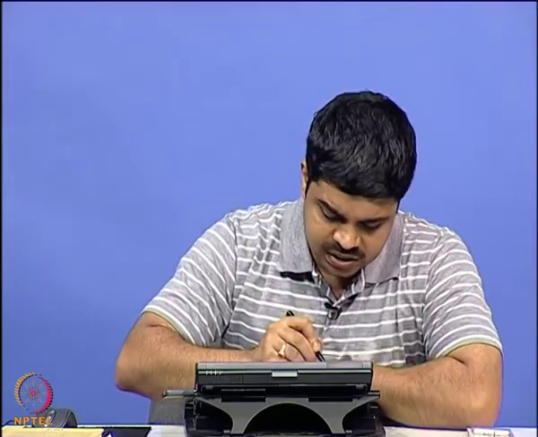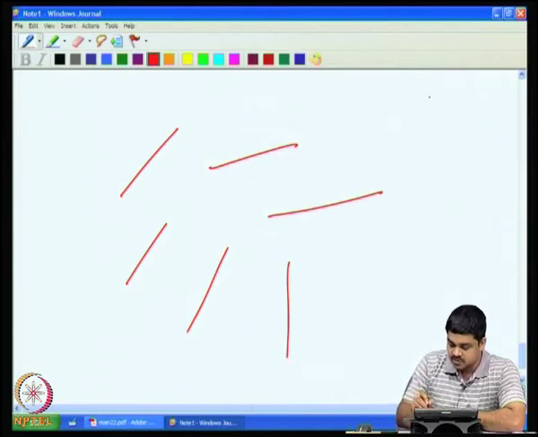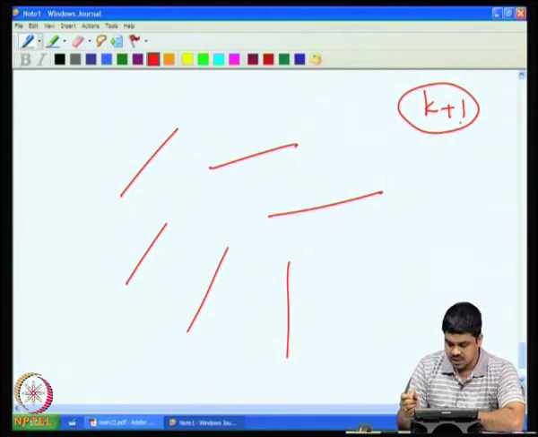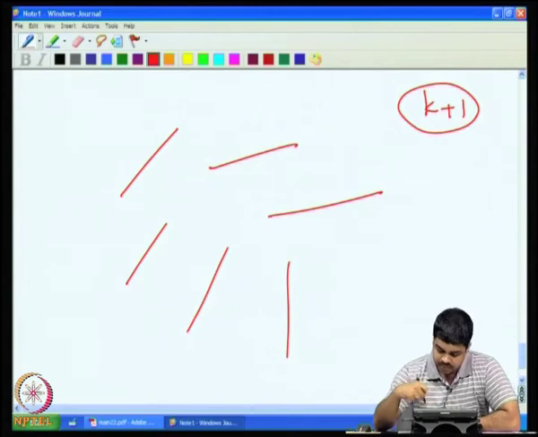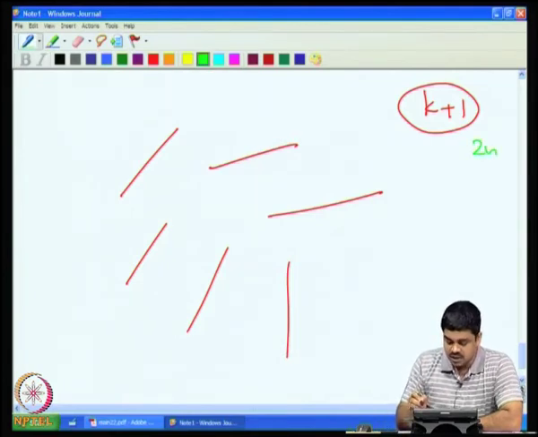Now, you consider a color class. A color class means you consider the edges colored red. Suppose these are the edges colored red. I am assuming that there is a coloring using k plus 1 colors. Now you pick up the red edges alone. Suppose this happens to be n edges. There are 2n vertices. Can you have more than n edges? No, it is not possible, because it has to be a matching.